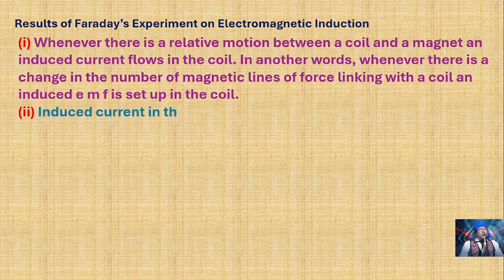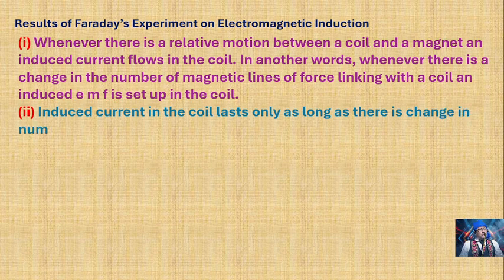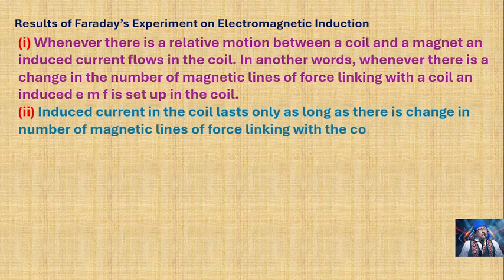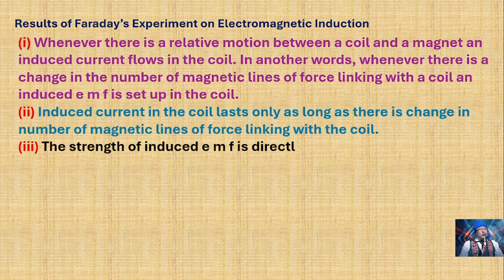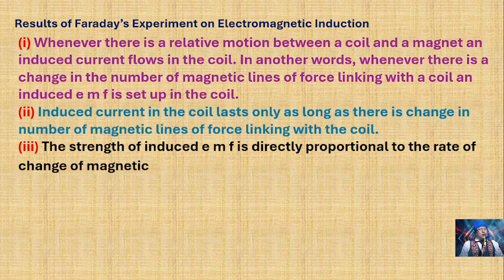Number two, induced current in the coil lasts only as long as there is change in the number of magnetic lines of force linking with the coil. Number three, the strength of induced EMF is directly proportional to the change of magnetic lines of force linked with the coil. These results of Faraday's experiment are explained with diagrams, Roman numbers 1, 2, 3.